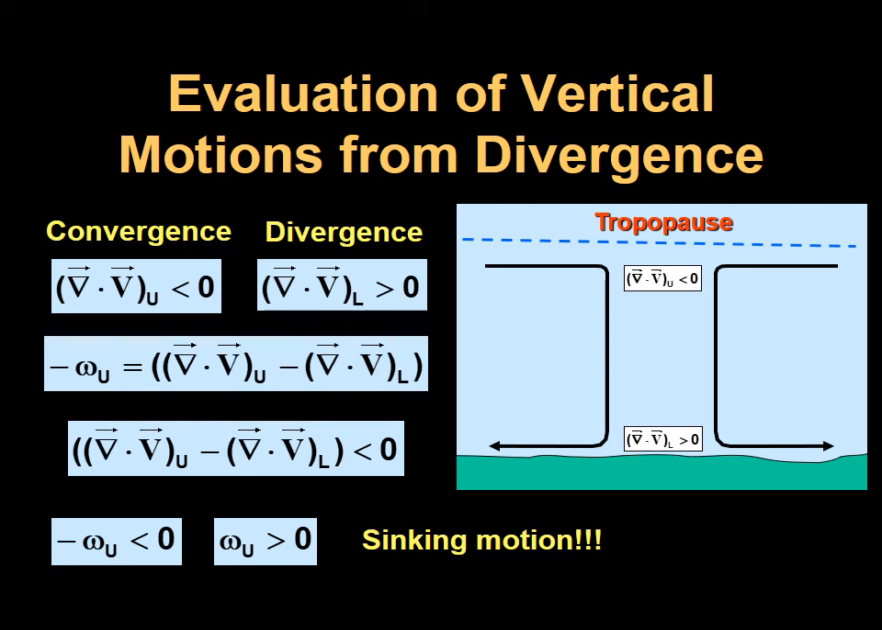So let's see, upper level convergence is negative, so that's a negative minus a positive. So the whole right-hand side would be a negative minus a positive, which makes that negative, right? So the whole right side is negative, and to make the left-hand term negative, the omega term, we have a minus omega. To make that negative, that means that omega needs to be positive. And a positive omega is sinking motion.